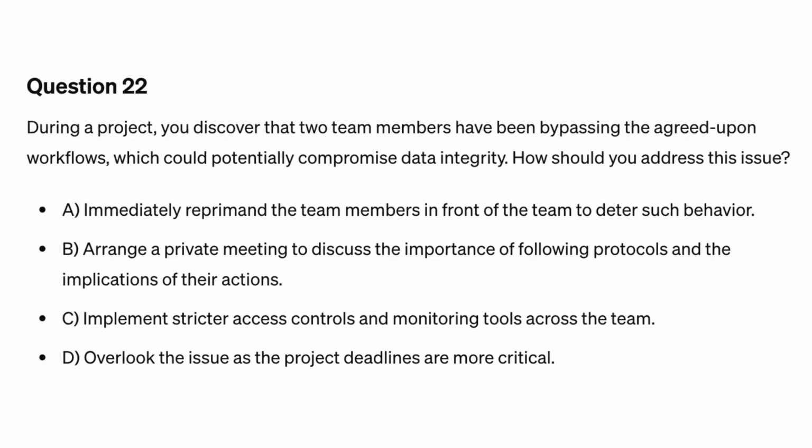Question 22. During a project, you discover that two team members have been bypassing the agreed-upon workflows, which could potentially compromise data integrity. How should you address this issue? A. Immediately reprimand the team members in front of the team to deter such behavior. B. Arrange a private meeting to discuss the importance of following protocols and the implications of their actions. C. Implement stricter access controls and monitoring tools across the team. D. Overlook the issue as the project deadlines are more critical.